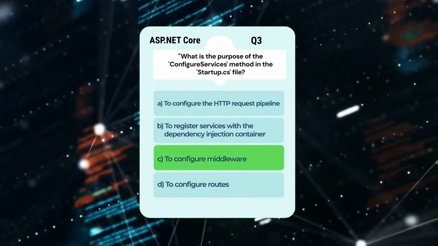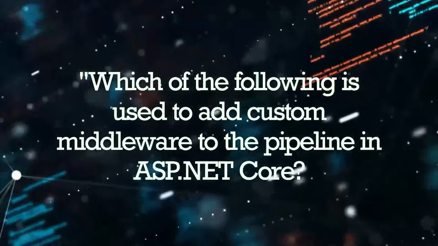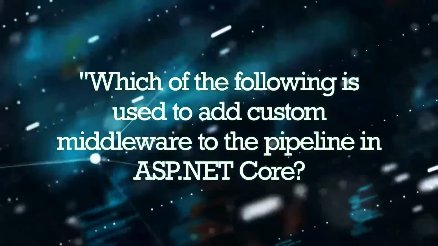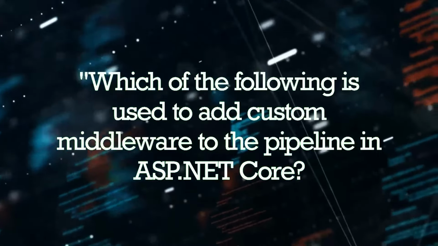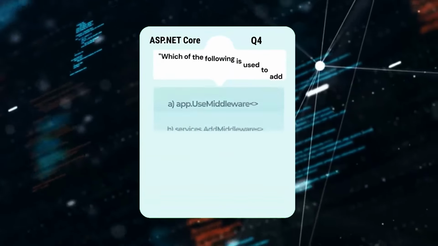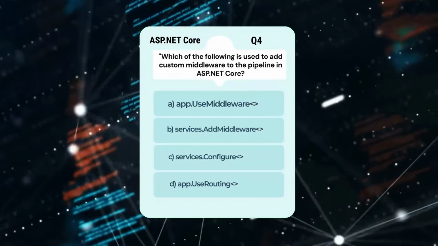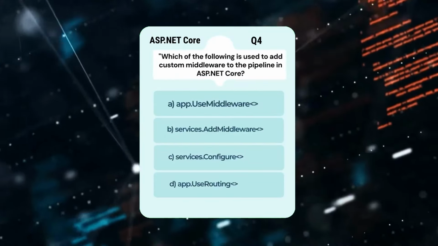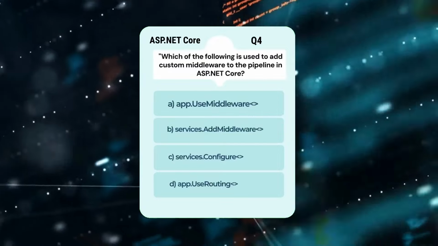Answer: C. Which of the following is used to add custom middleware to the pipeline in ASP.NET Core? Options: A. app.UseMiddleware B. services.AddMiddleware C. services.Configure D. app.UseRouting.